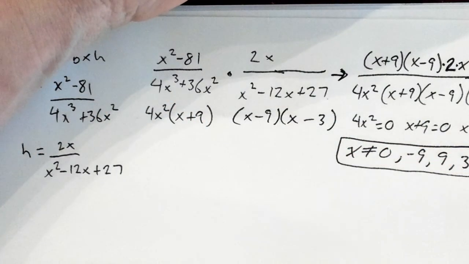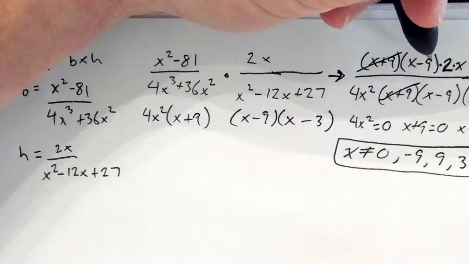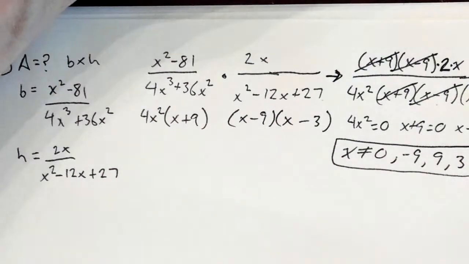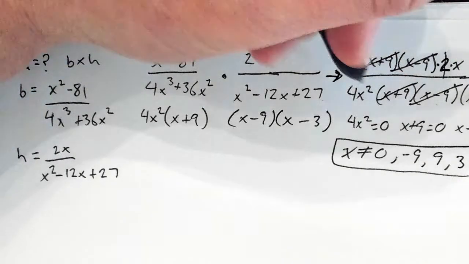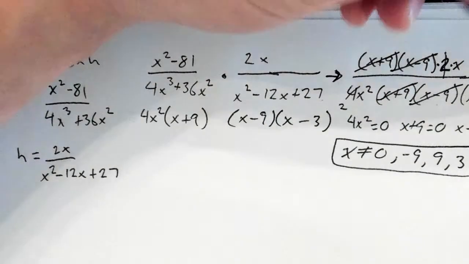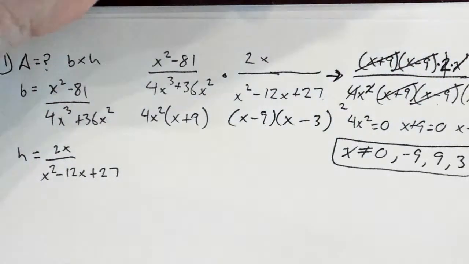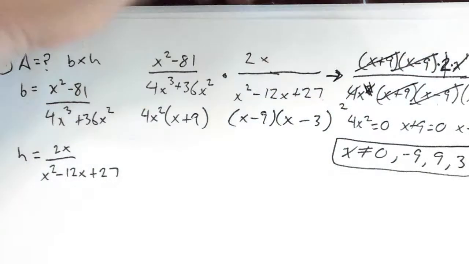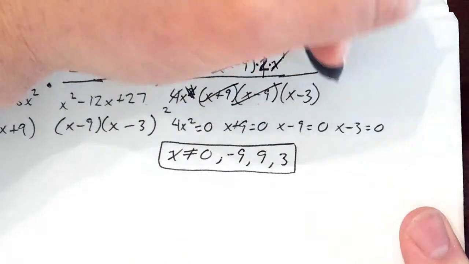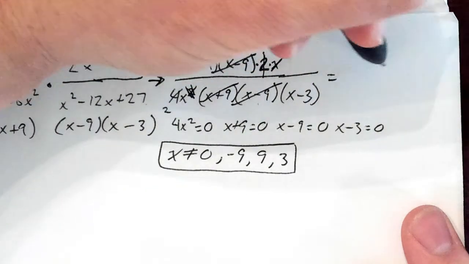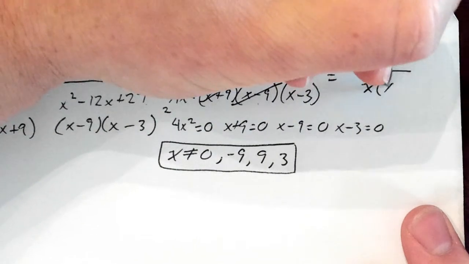Now I'm going to cancel things out. Do I have an x plus 9 on top and bottom? I sure do, and it goes away. x minus 9 on top and bottom also go away. I've got a 2 on top and a 4 on the bottom, so the 2 cancels and the 4 changes to a 2. The x to the first power on top goes away, and the x squared just changes to an x. So everything is canceled out from the top, which leaves me with 1 on top, and on the bottom we have 2 times x times x minus 3.